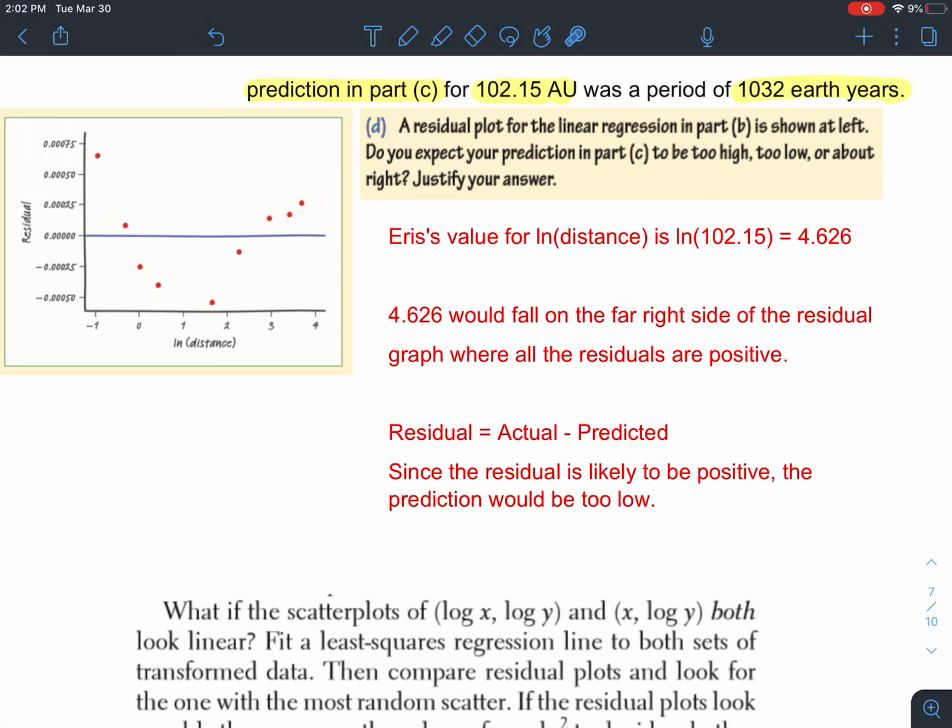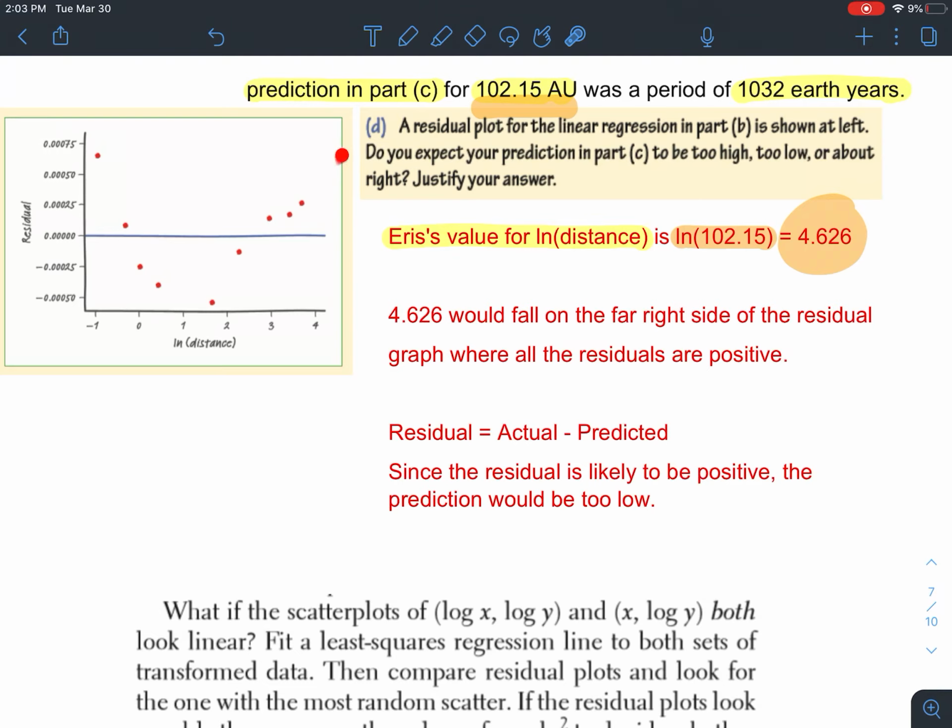So here's what I'd like you to look at in this residual plot. Can you see how these values on the left side are curving down a little bit, and then here we are curving up just slightly? Now, Eris's value for natural log of the distance, if we substitute the given astronomical units right in here, is 4.626. Do you notice that there is a bit of a pattern here, where over here on the right side, these residuals are more positive?